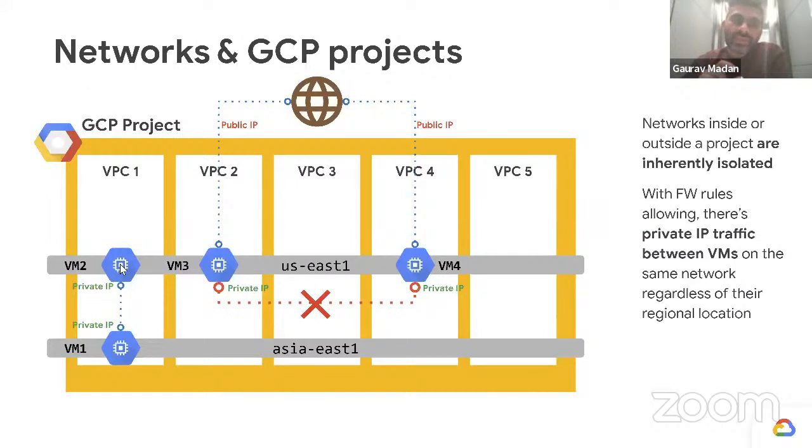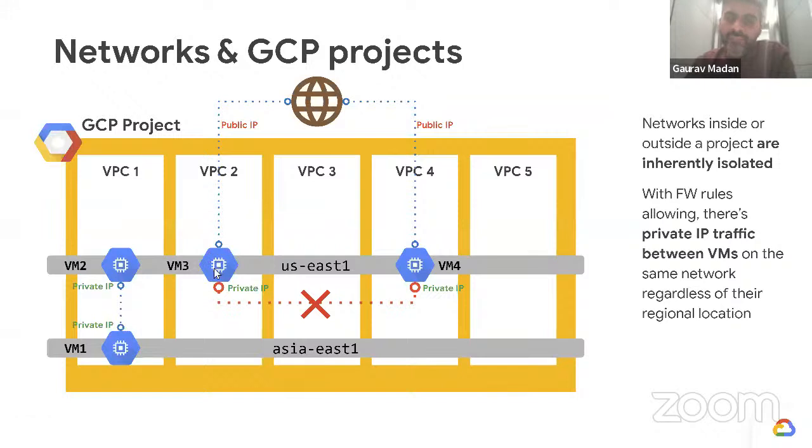Two subnets within a VPC can talk over a private IP. You just need to have a firewall rule for it. So if you have one VPC, one subnet in Asia, one subnet in US, and you want these to talk to each other over a private IP, yes, they can. You just need to have a firewall rule, and the traffic stays on the Google backbone. It does not go outside of Google, and hence this is going over a premium network anyway.